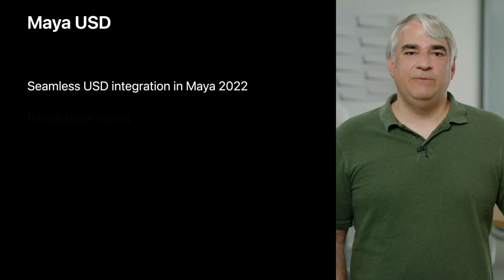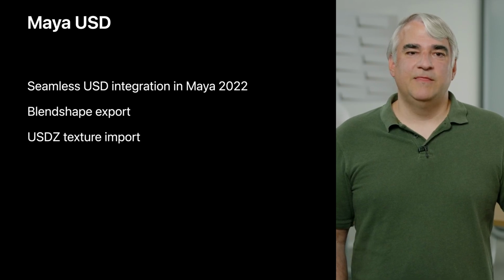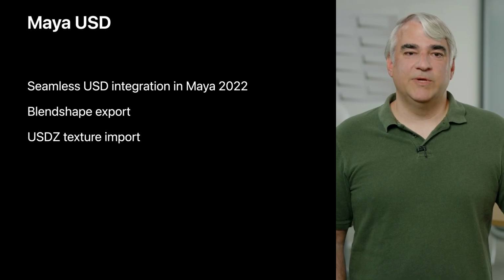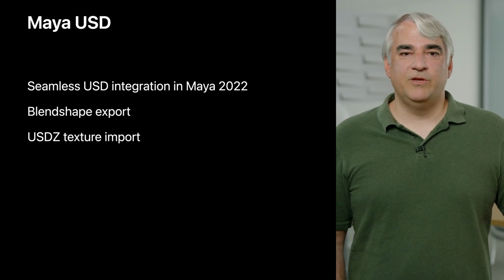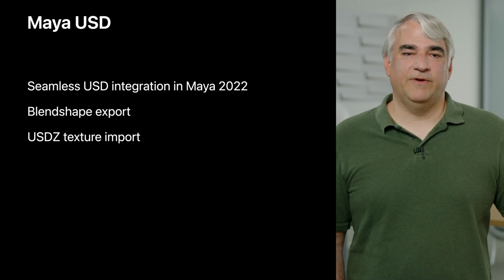Maya 2022 is the first version to have native, seamless integration of USD. This means you can load gigabytes of USD data in seconds and work directly with that data using Maya's native tools. USD data is integrated right into the attribute editor and the outliner. It brings all the USD benefits right inside the DCC, non-destructive editing, variants, and collaboration to name a few. Apple worked with Autodesk to improve the USD importing and exporting functionality as well, including blend shape support and using textures directly in USDZ files.